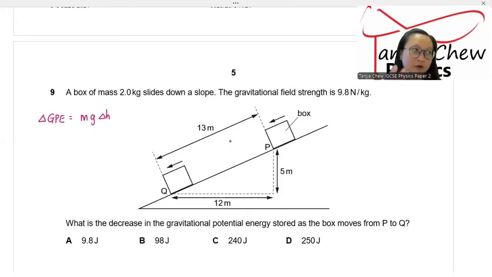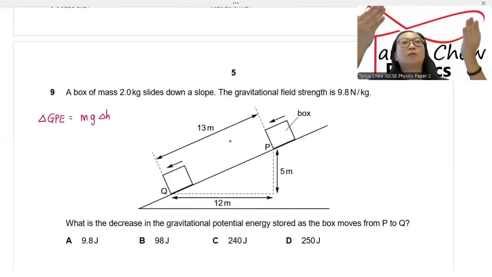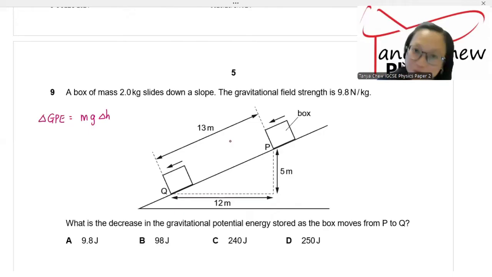So that means if the object is on the ground, gravitational potential energy is equal to 0. But when the object is being lifted up, the gravitational potential energy increases. In this case, the object is being brought closer to the ground, so the gravitational potential energy is decreasing, right?